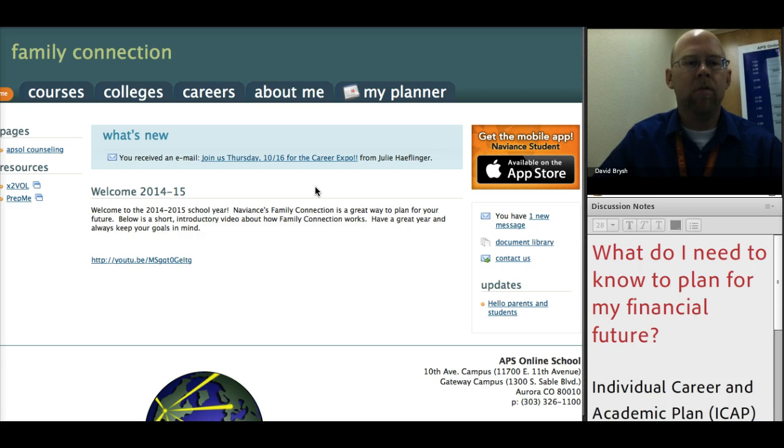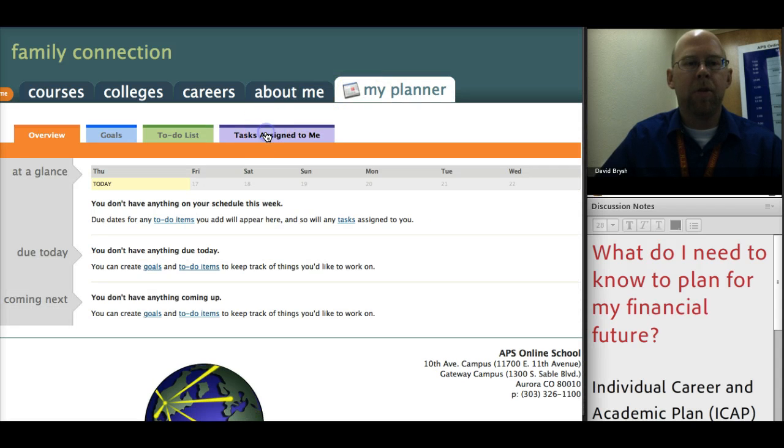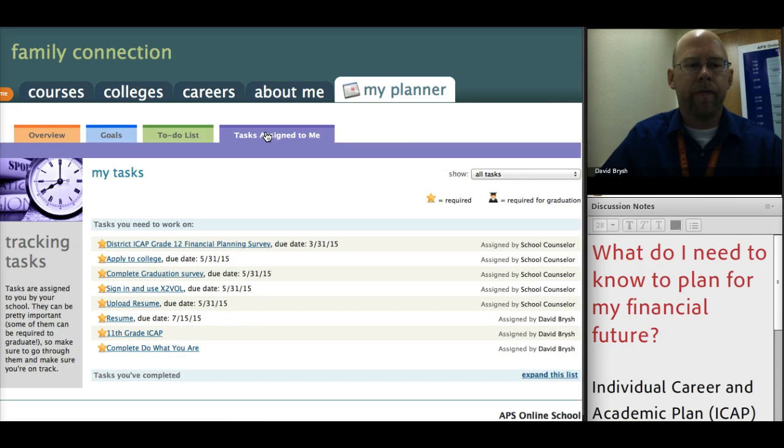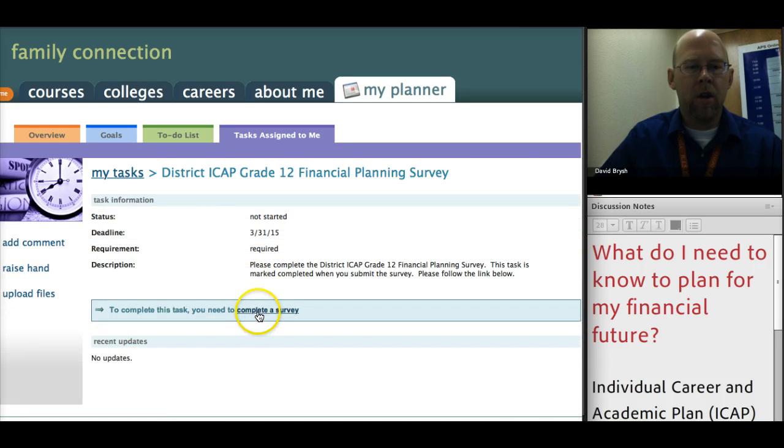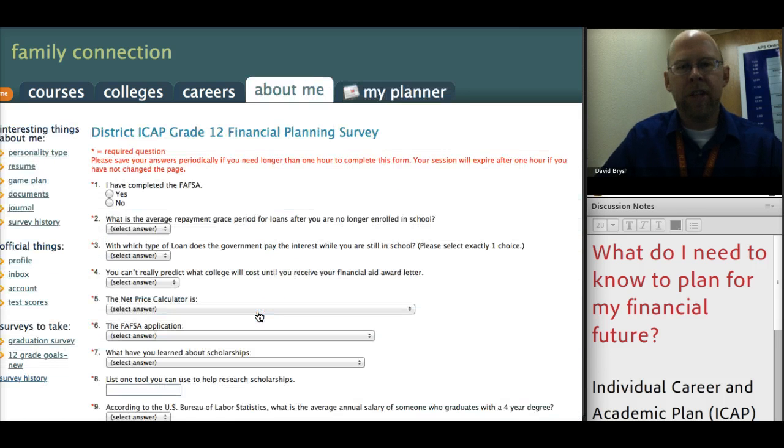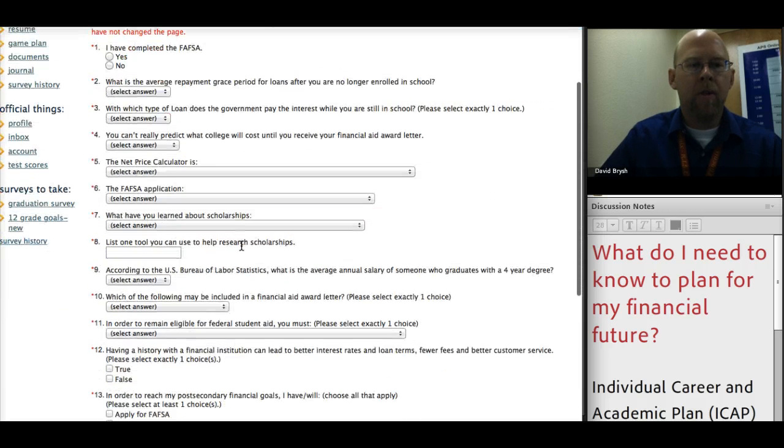And once you get in, you end up looking at a screen like this. You go to My Planner. You go to Tasks Assigned to Me, the purple tab. And then you do the ICAP Grade 12 Financial Planning Survey, which is basically, it's completed. I'm using a senior as an example here, which is basically a list of drop-down menus, right, about all the information that we just covered.